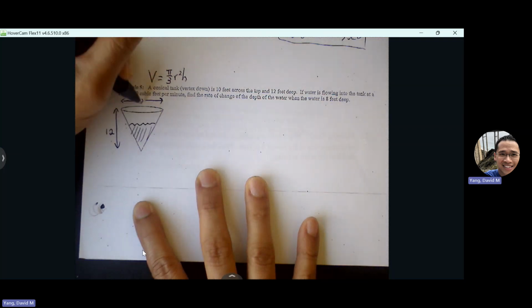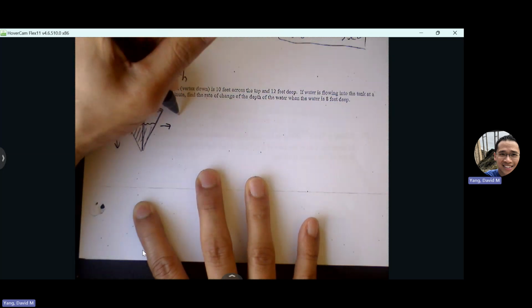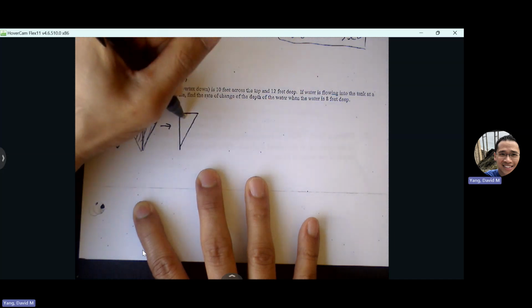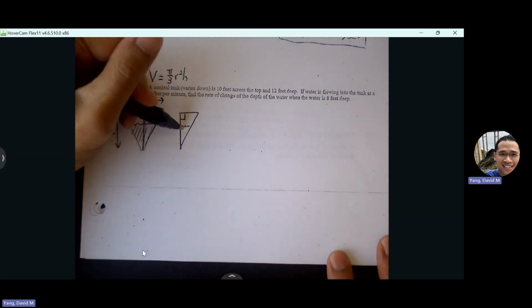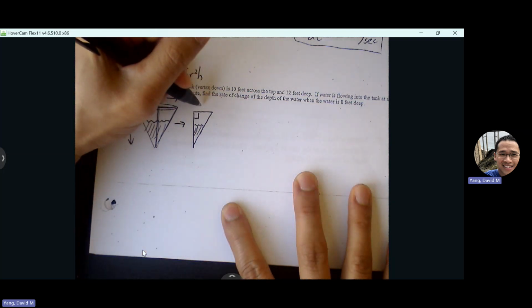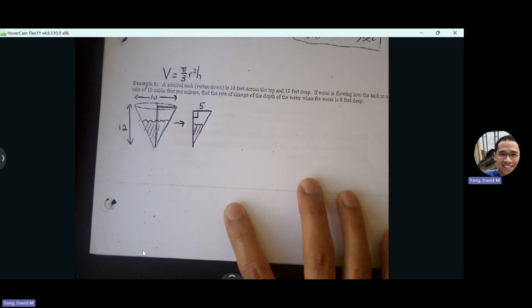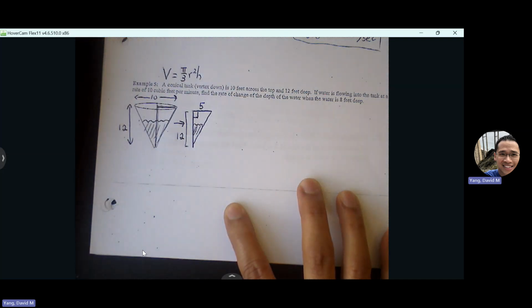We're going to create a similar triangle just with this portion of our problem. Okay, so I'm going to create just a right triangle just for that part that I highlighted. So we have a triangle within a triangle, but these triangles are proportional to each other. So we have the dimension of the tank. The radius is 5 because they tell us the diameter is 10. And then the height is 12 because that's provided for us.